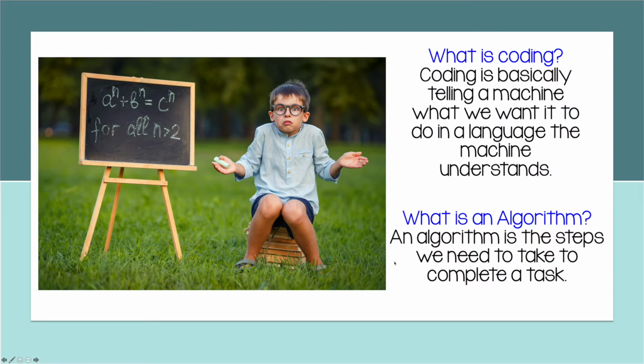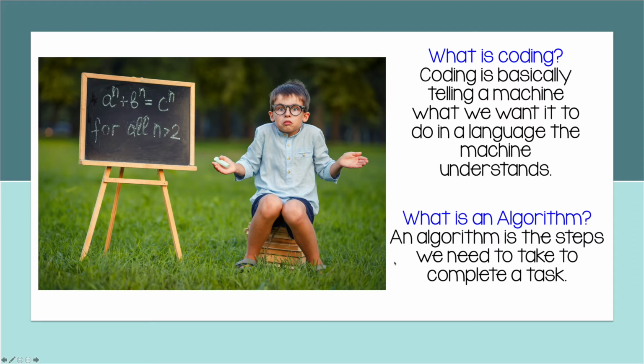What exactly is coding? Coding is basically telling a machine what we want it to do in a language it understands. With BeeBots, that is just simple arrow keys. Straight, back, turn right, turn left. That's it. It's simple, but it can become complex coding.